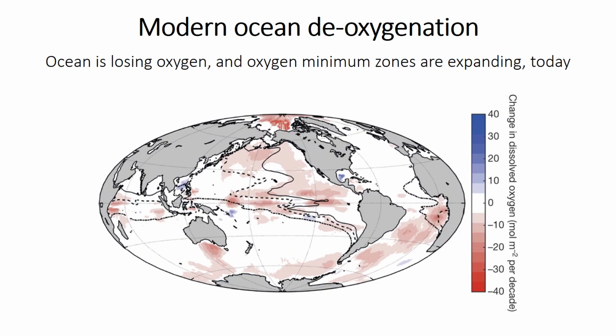So in fact, this is what we're seeing today as well. Due to ocean warming and also nutrients from fertilizer being brought to the ocean, today the ocean is gradually losing oxygen, and these low oxygen dead zones are also expanding into shallow water. But back to the Permian.